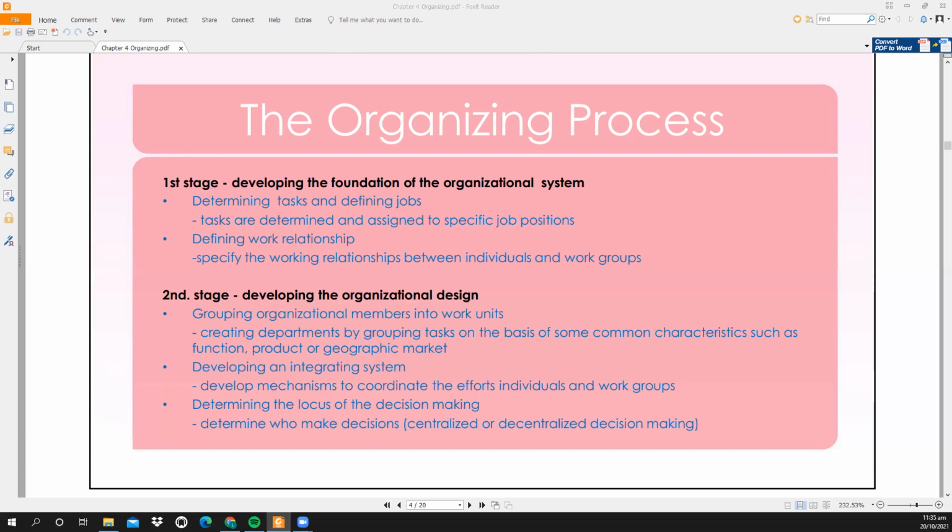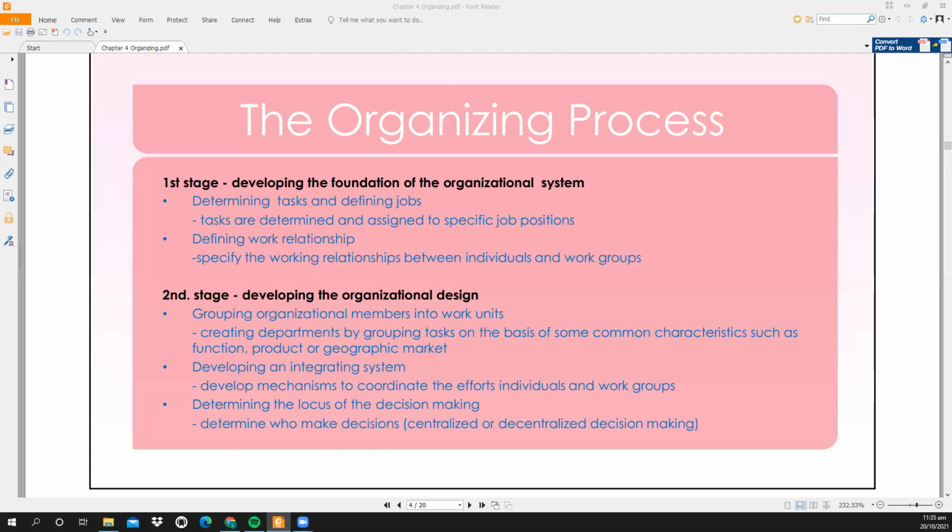Defining work relationship: specify the working relationship between individuals and work groups. So we should not only give tasks and fill up vacant positions. Here we will also know the connection they have with each other. Again, the objectives and goals of each individual and each group should be consistent.